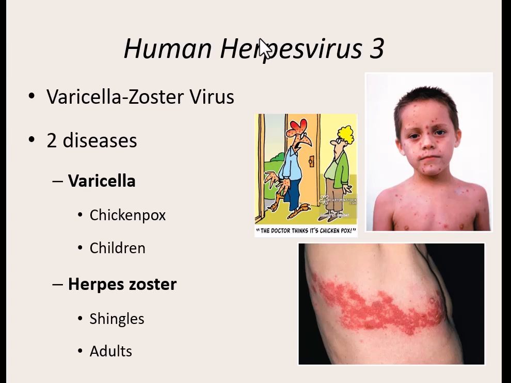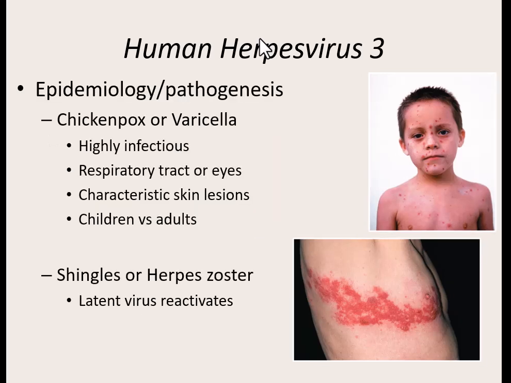At some point, that virus, because it's latent, is going to become reactivated, and it causes a different disease. Same virus, different outward symptoms, so it's a different disease. And it causes herpes zoster, it gets its name, but it's more commonly known as shingles. And the interesting part is when it reactivates later on in life in adults, it becomes reactivated along spinal nerves.